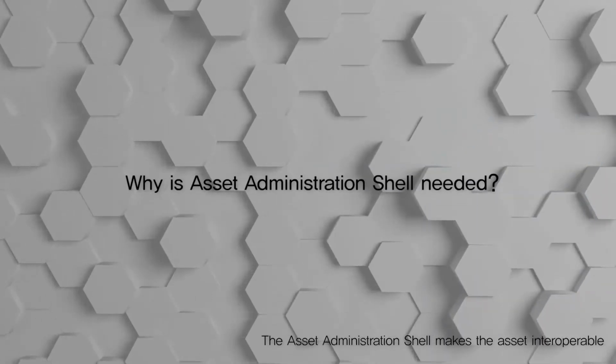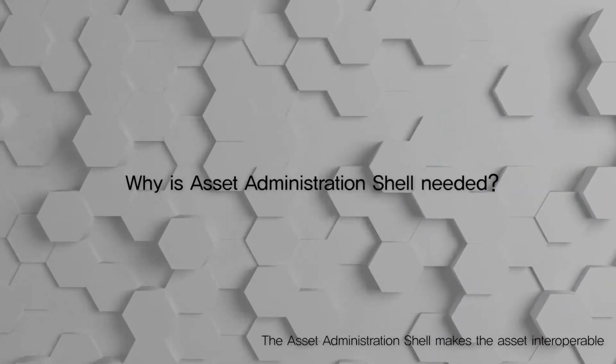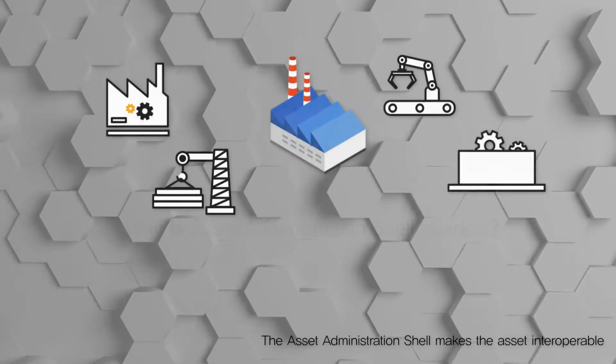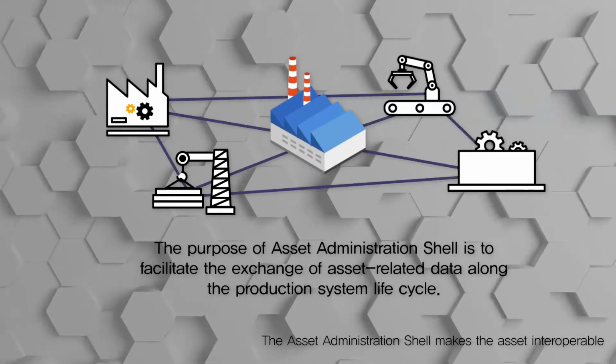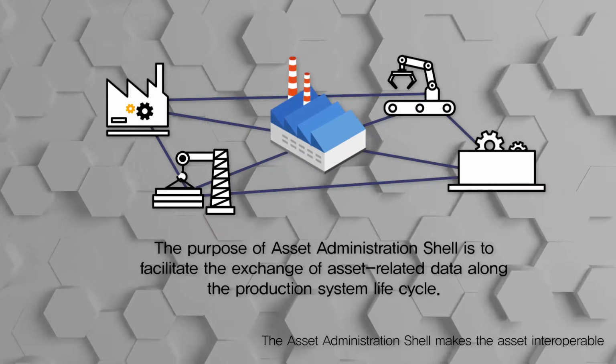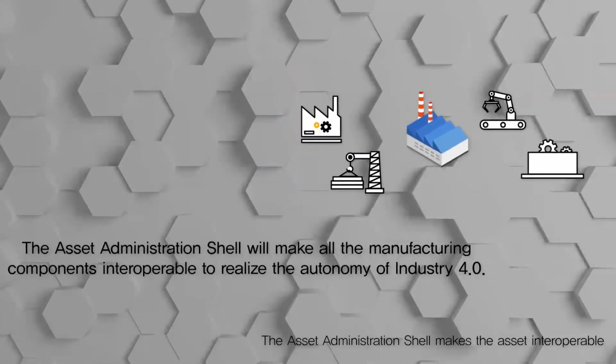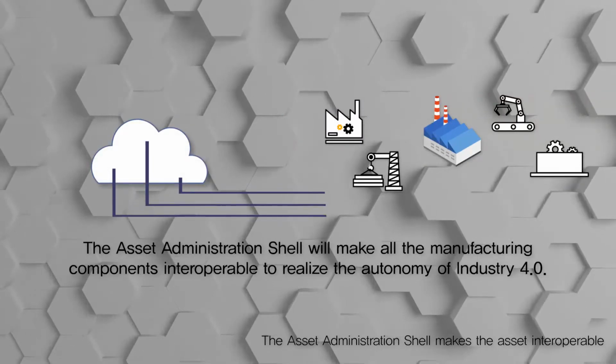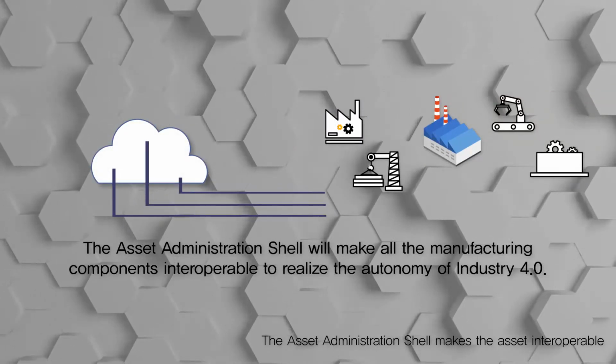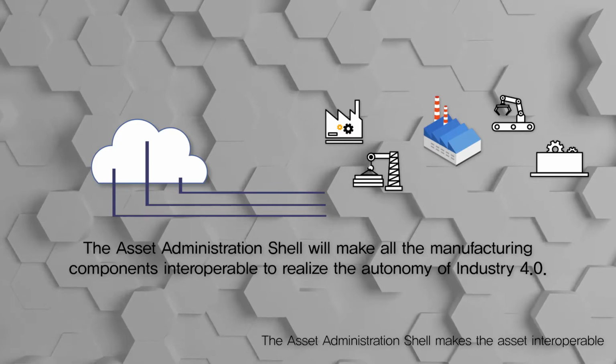Why is Asset Administration Shell needed? The purpose of Asset Administration Shell is to facilitate the exchange of asset-related data along the production system life cycle. The Asset Administration Shell will make all the manufacturing components interoperable to realize the autonomy of Industry 4.0.